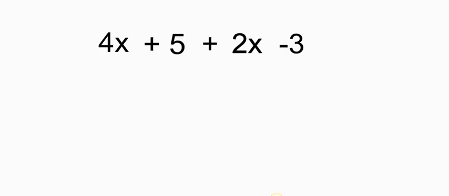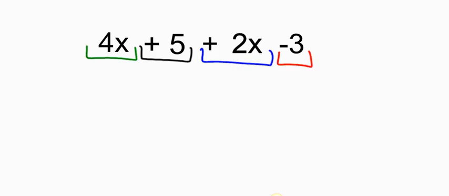Let's get a little more complex. Here we have this algebraic expression. We have 4x plus 5 plus 2x minus 3. First of all, we want to identify our terms. First term is a positive 4x. Second term is a plus 5. Third term is a plus 2x. And our fourth term is a negative 3. So now let's group the things together that go together.